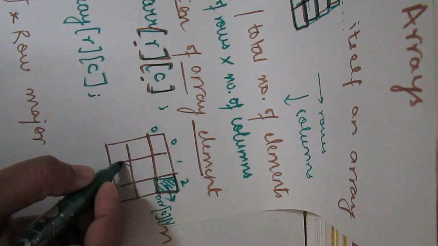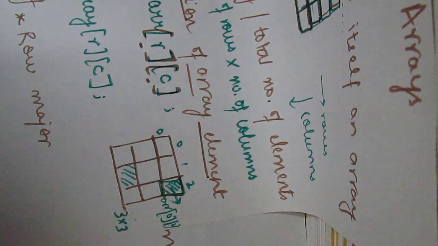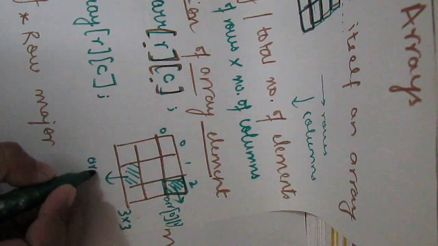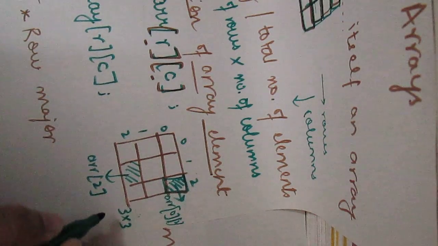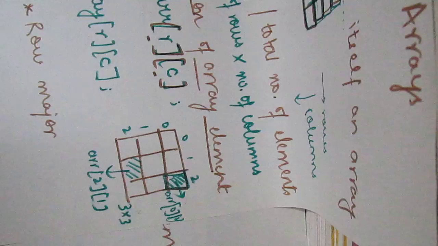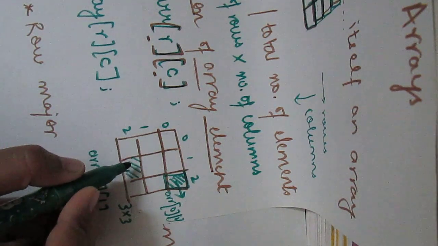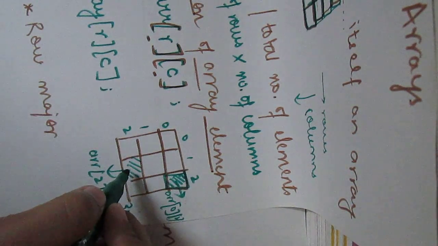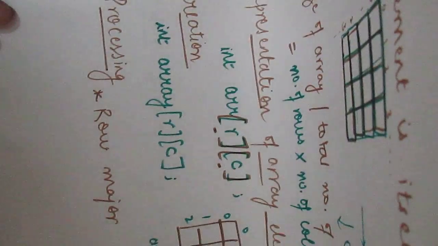Okay, this is how we represent the array elements. Someone says, tell me the indices of this element. So we'll write, this is the array element present at the location second row and the first column. Okay, second row and the first column. This is how we represent an array element.